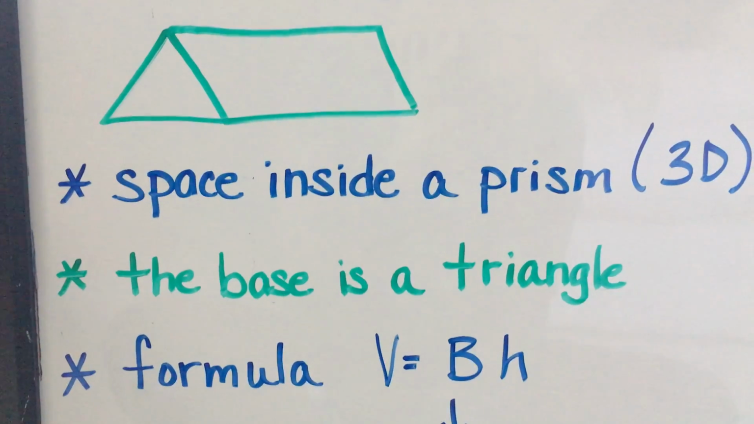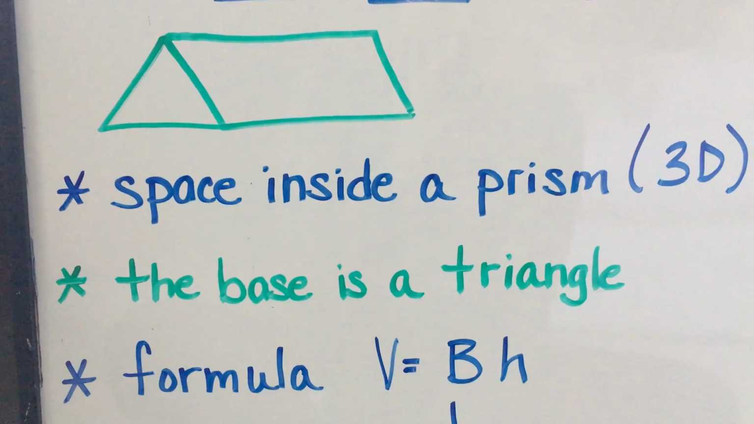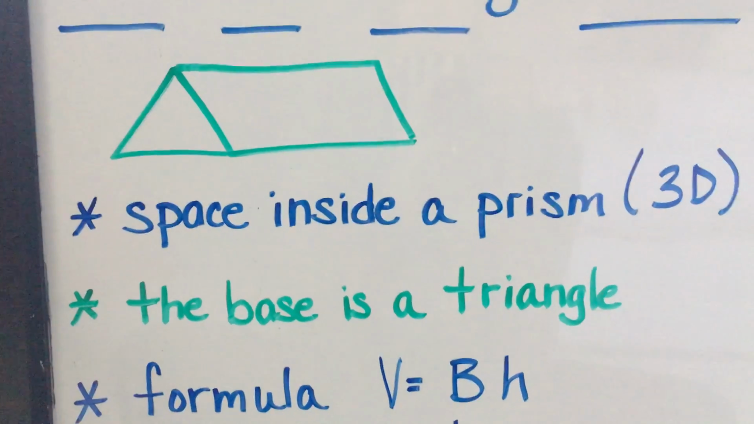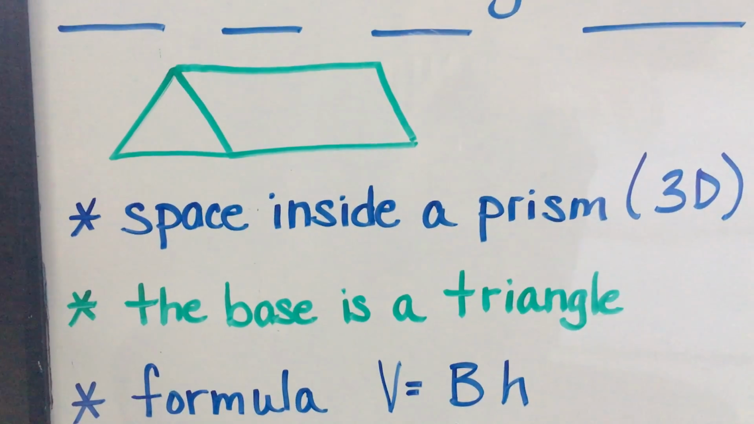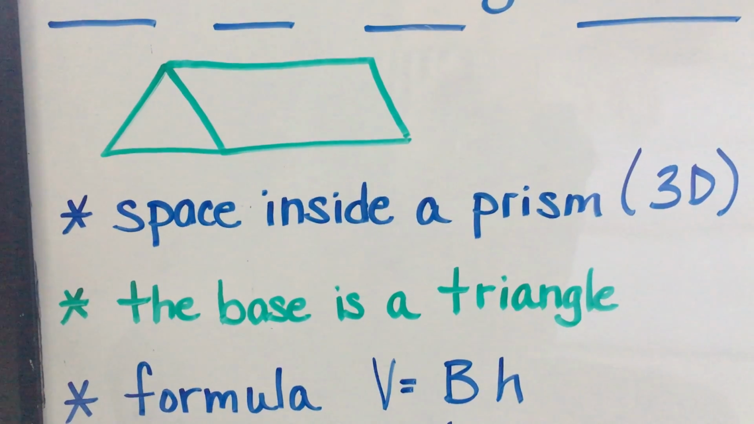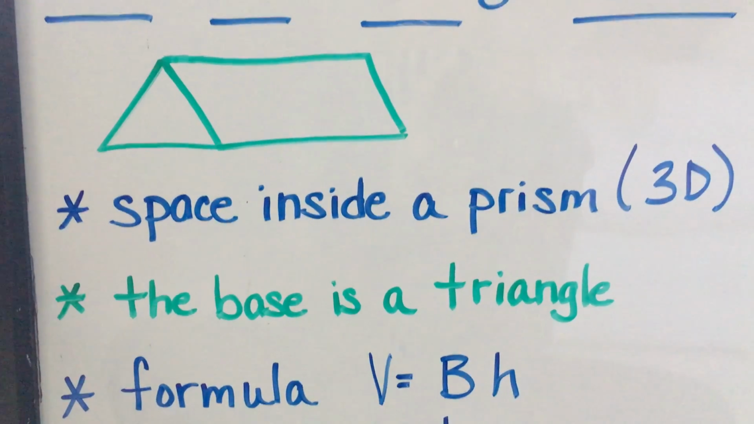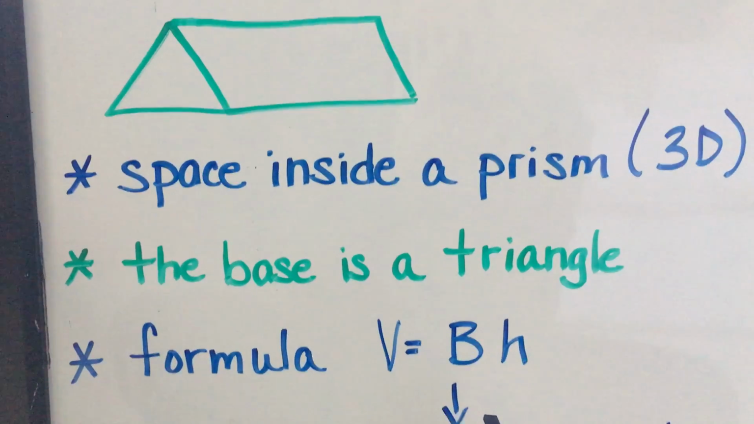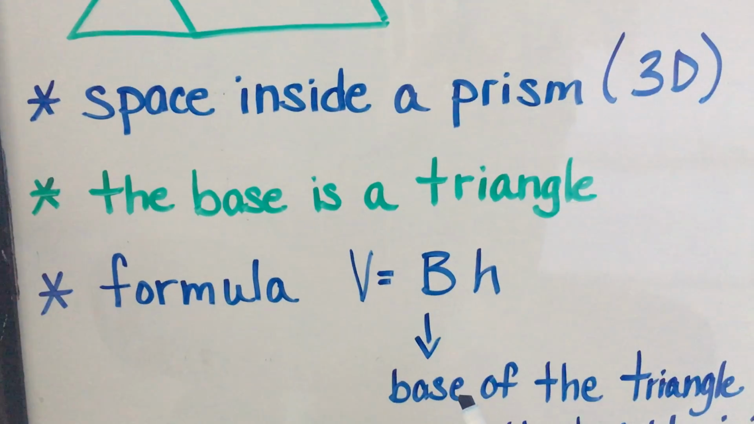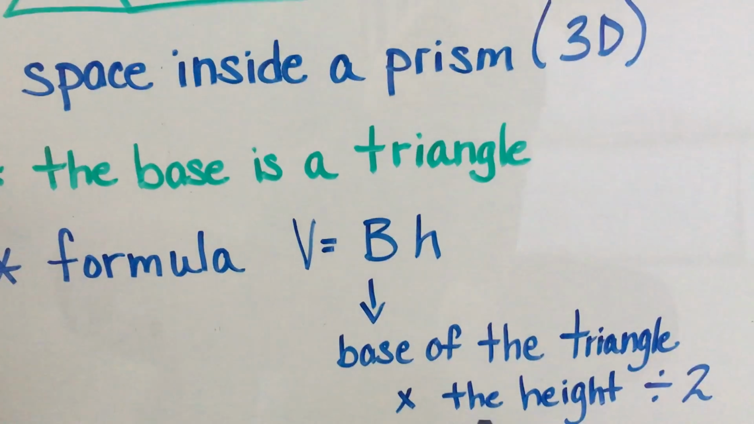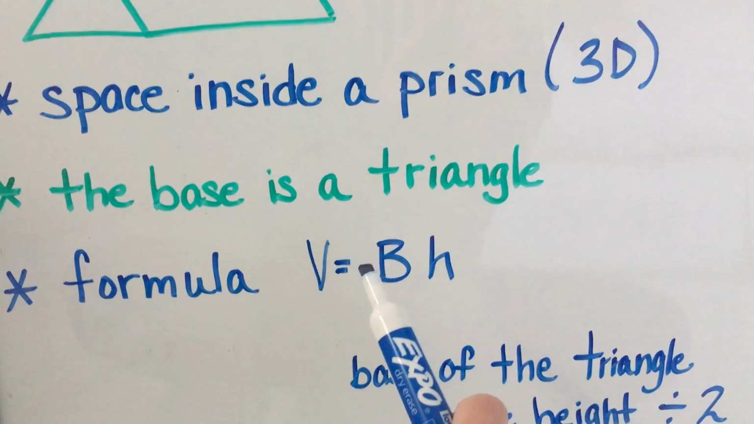The formula for finding the volume of a triangular prism is V equals capital B lowercase h. We've never really seen a capital letter in a formula before. That is because that B is actually a formula inside another formula. The capital B actually stands for the area of a triangle, so it's the base of the triangle times the height divided by 2.